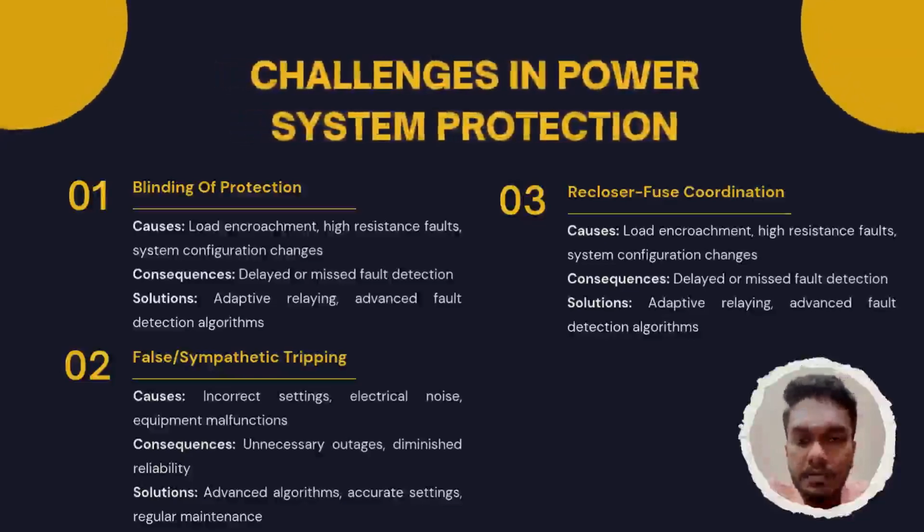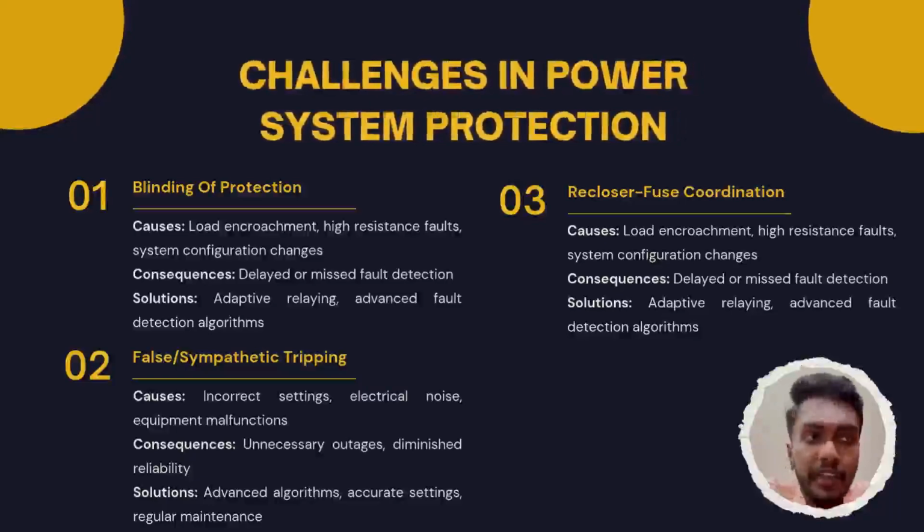We are also facing some challenges in power system protection. The first challenge is blinding of protection. Blinding of protection occurs when the relays or system fail to detect or respond to the fault due to factors like load encroachment or high resistance fault.